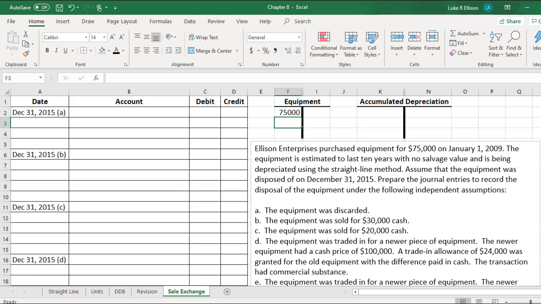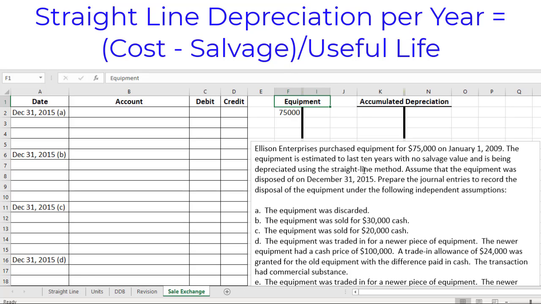So the next account I want to talk about is accumulated depreciation. And this account keeps track of the total depreciation recorded on our equipment. And if we read here, we see that the equipment is estimated to last 10 years with no salvage value and is being depreciated using the straight line method. Now you might remember that to find the straight line depreciation per year, you take the cost minus the salvage value and divide by the useful life.